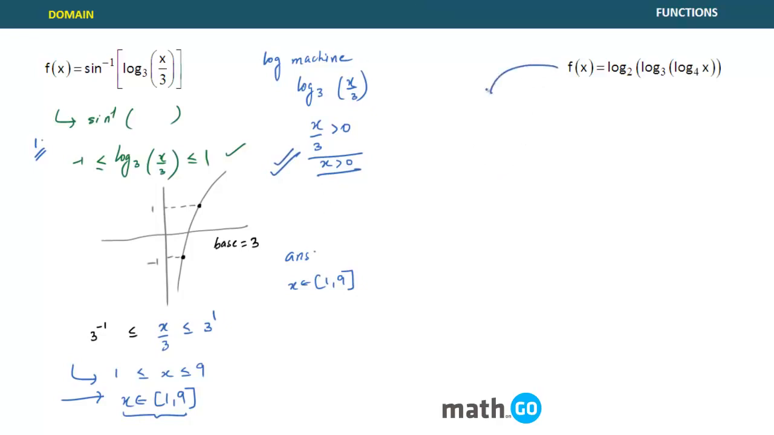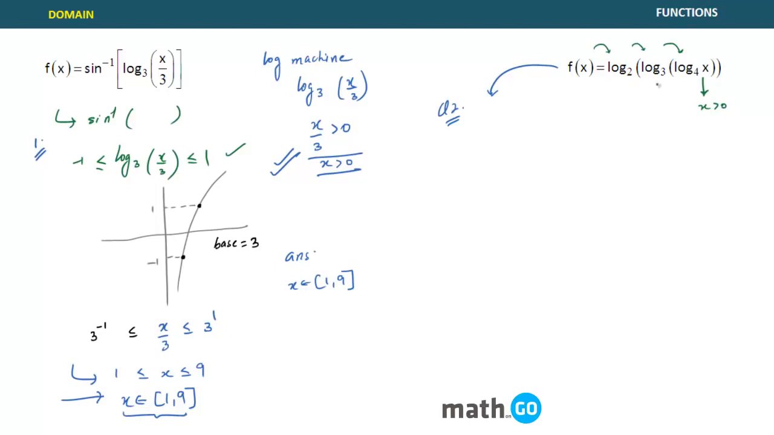Another question based on log, the second problem, question 2, let's say. So this is again a very basic problem. It says you want to find the domain of this. How many log machines are there? One log machine, second log machine, the third log machine, right? Clear? So let us start from the innermost. For this, x has to be positive first of all, right? For x, it has to be positive.